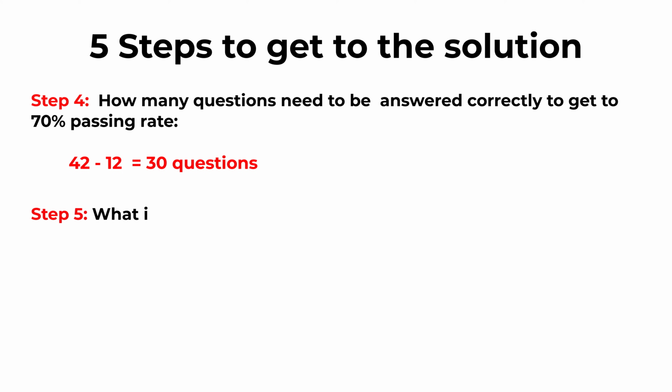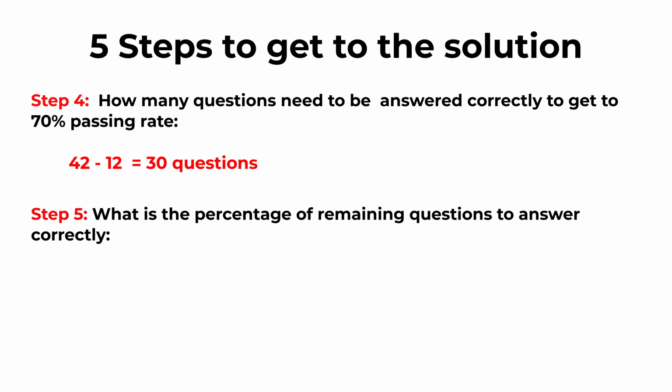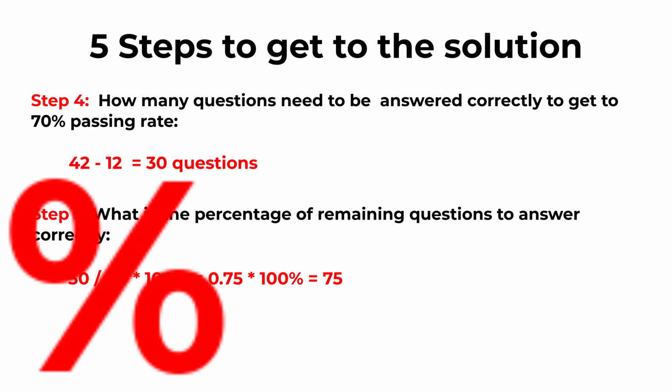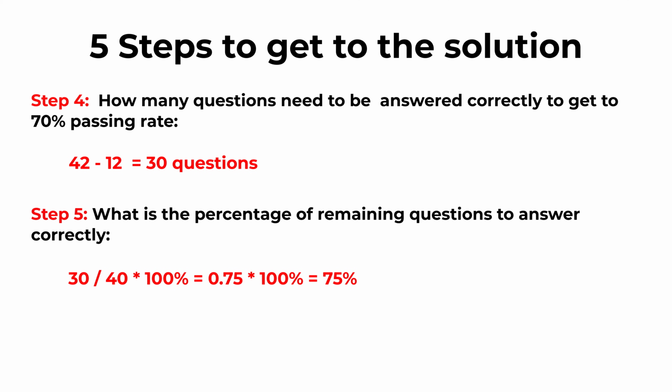The last calculation we need to do is to calculate what percentage of the remaining questions we need to answer correctly. To do this, we need to divide 30 by 40 and multiply it by 100%, which is the equivalent of 0.75 multiplied by 100%. And the correct answer is choice D, 75%.